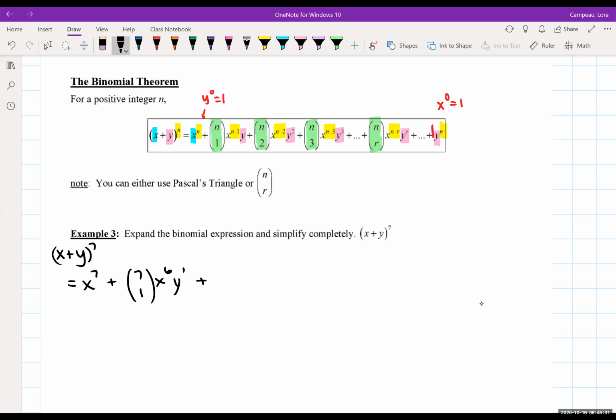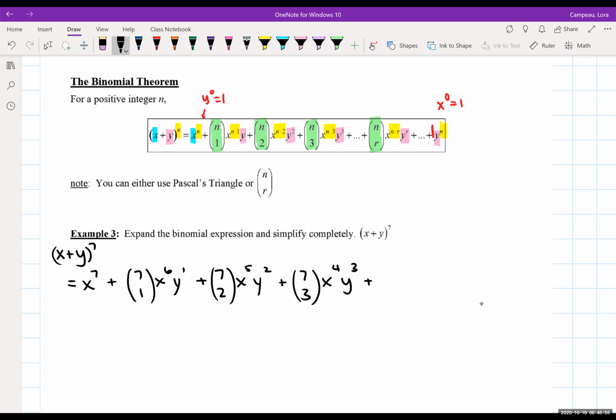We move on to the next term. We have 7 choose 2. Now again, we're counting down with the x's. This will be x to the 5th, and we're counting up with the y's. So y squared. Next term, 7 choose 3. Counting down with the x's, x to the 4th. Counting up with the y's, y cubed.